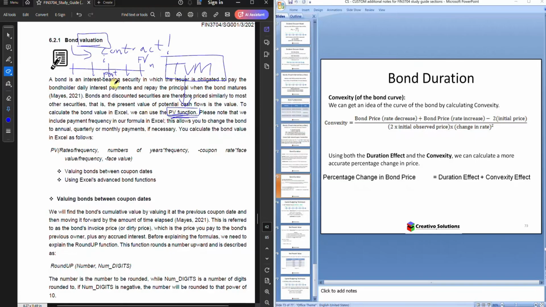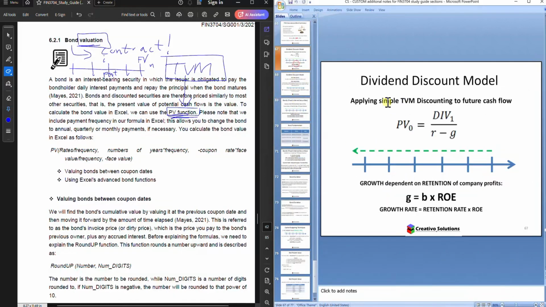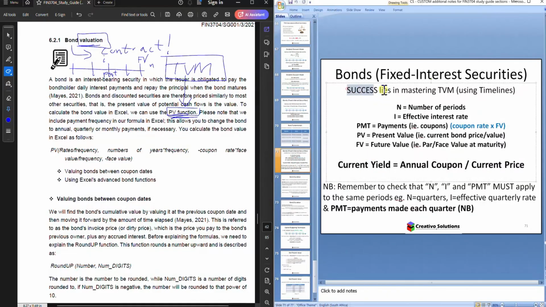Whenever you're doing any form of valuation, doesn't matter what form of valuation, bonds or shares, you saw those diagrams earlier, we're just discounting things back in time. Whether we're discounting coupons or discounting dividends, in terms of discounting, it's the same principle. Time value of money requires these variables: N, I, PMT, PV, and FV. What you want is the PV. The PV is the current bond price, or the value of that particular asset.